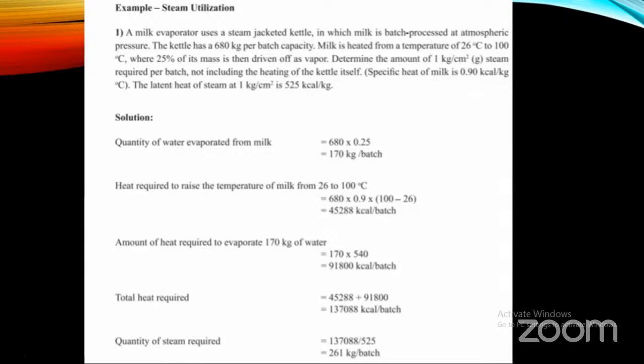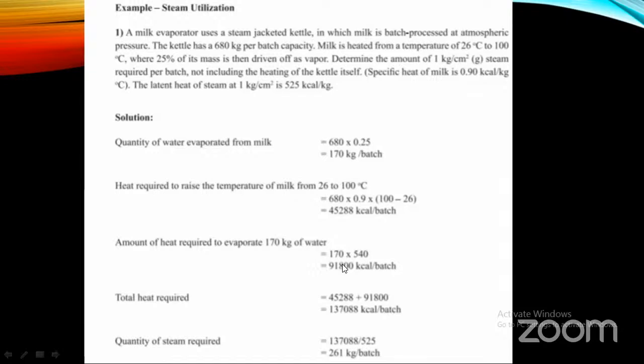So it comes to around 45288 kilocalories per batch. And the third step is to find out the amount of heat required to evaporate 170 kg of water. Because here we have found out the quantity of water evaporated from milk. It is equivalent to 170 kg per batch. So for evaporating this amount of water, we need to find out the heat.